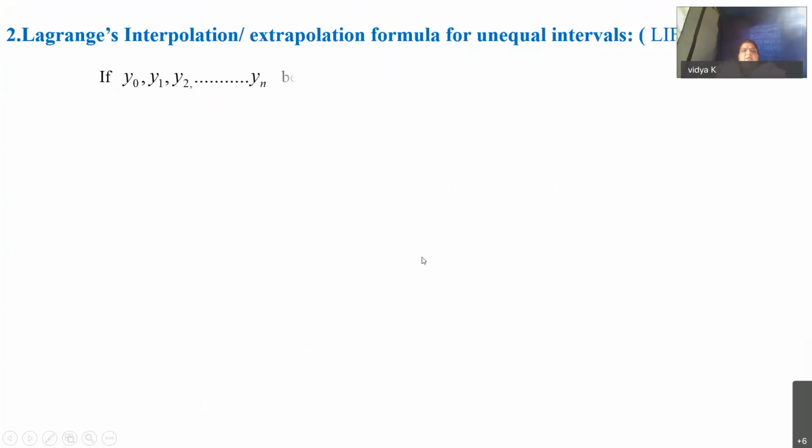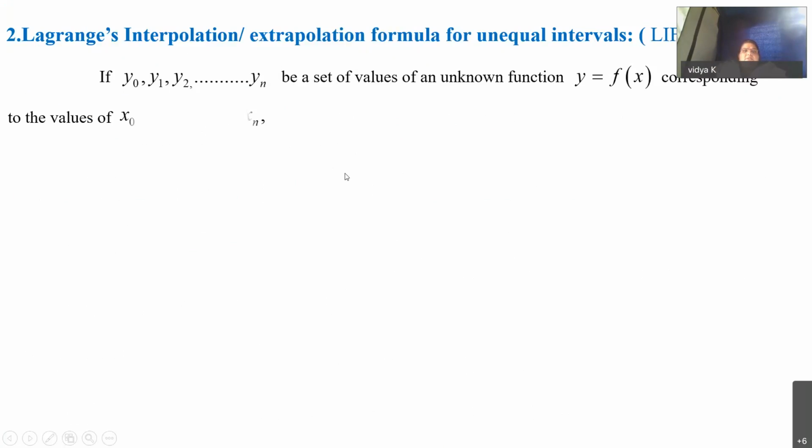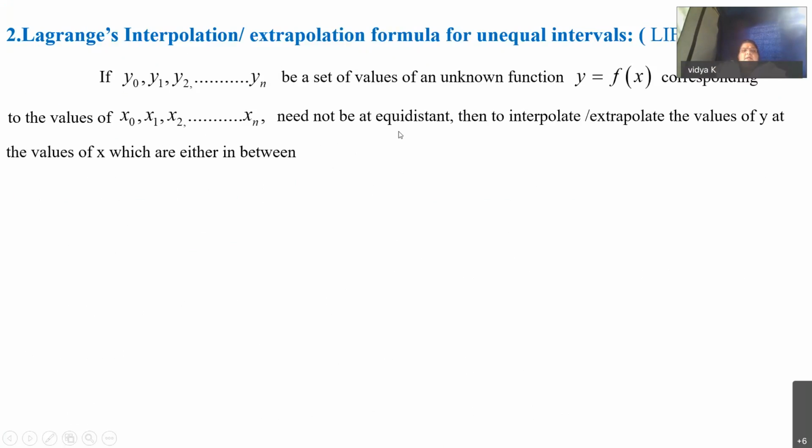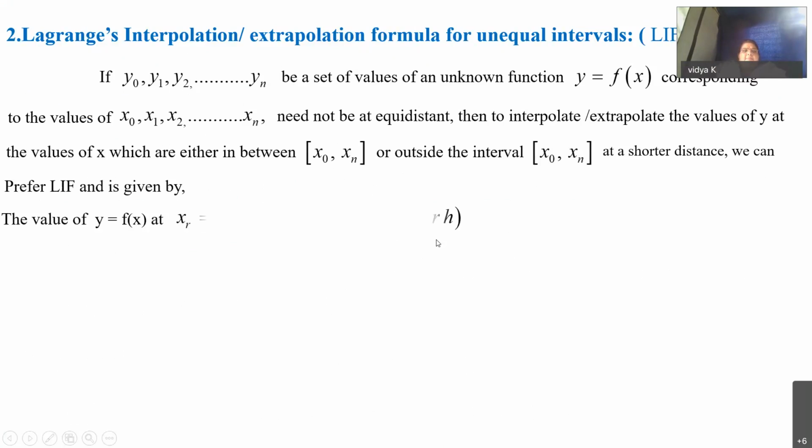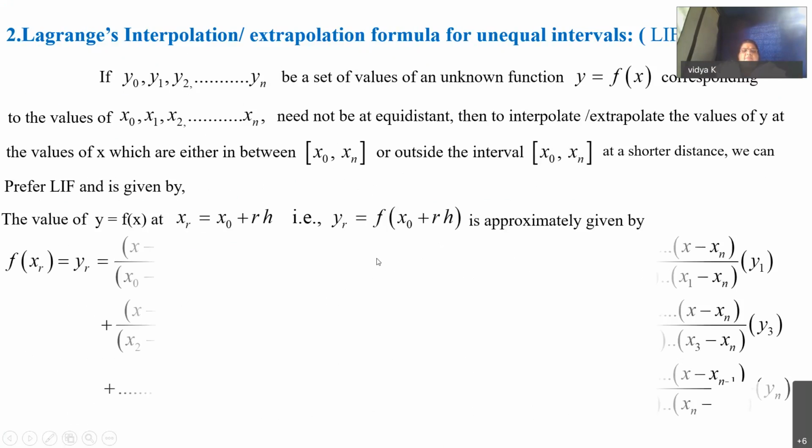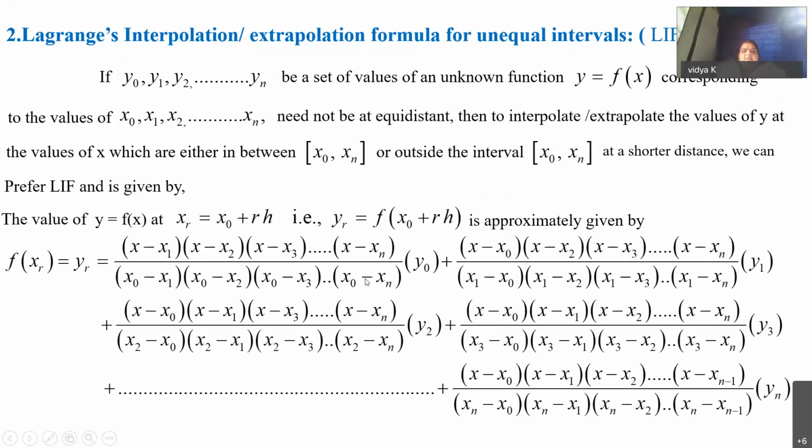Then we move on to the last formula of interpolation and extrapolation, which is Lagrange's. Here also values of x need not be at equidistance. LIF, here the advantage of Lagrange's interpolation formula is you are not preparing any table. Directly this formula and you are substituting.